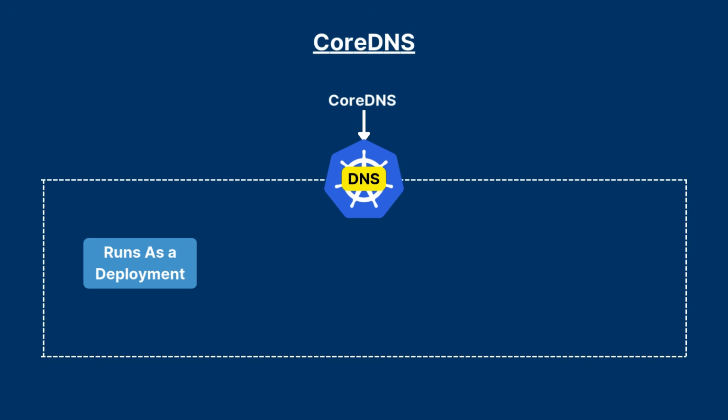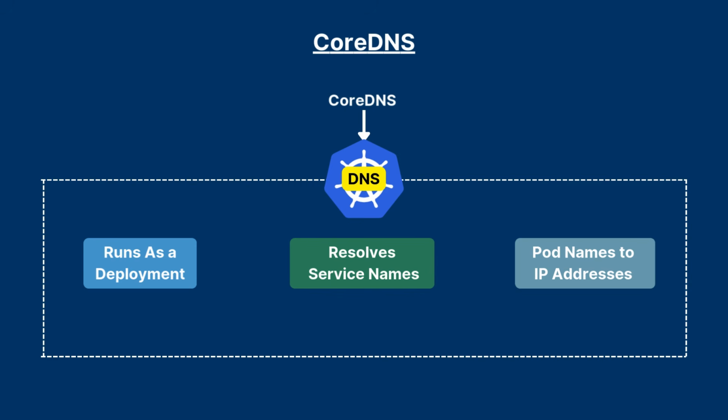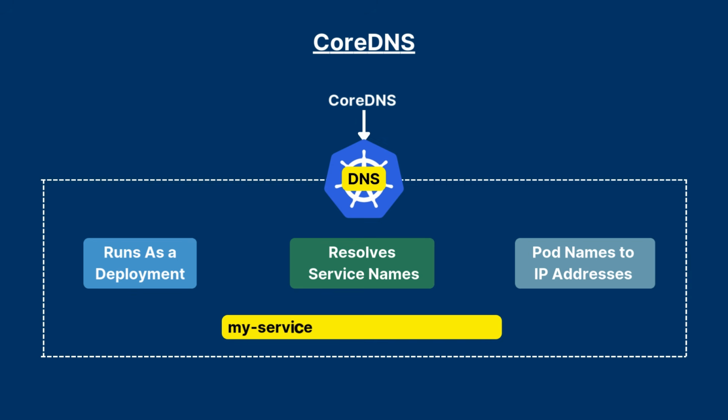Now let's understand what is CoreDNS. CoreDNS is the DNS server inside Kubernetes. It runs as a deployment in the cluster, in the kube-system namespace. Its main job is to resolve service names and pod names into IP addresses. Thanks to CoreDNS, you don't need to remember the cluster IPs. You can just use names like this: my-service.default.svc.cluster.local. Think of CoreDNS as the phone book of Kubernetes networking.